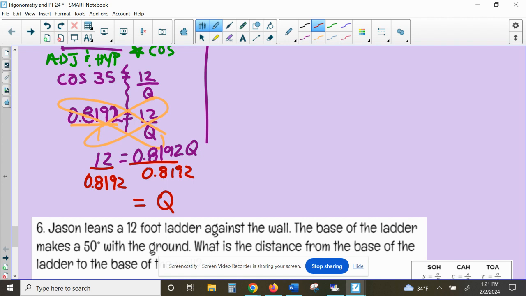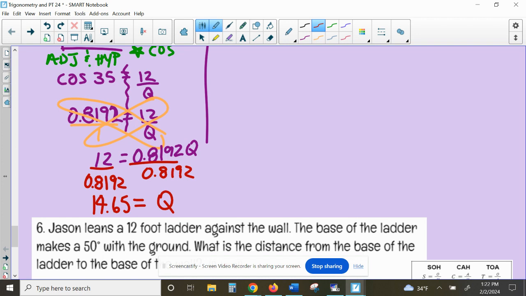Don't stare at me waiting for me to write the answer up there. Type it in your calculator. 12 divided by 0.8192. What do you got? 14.649. I'm going to just do 14.65. Is that cool? 14.65.